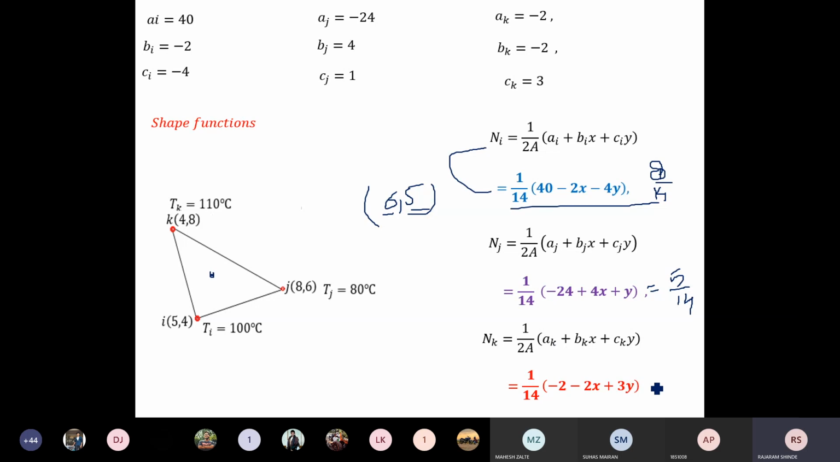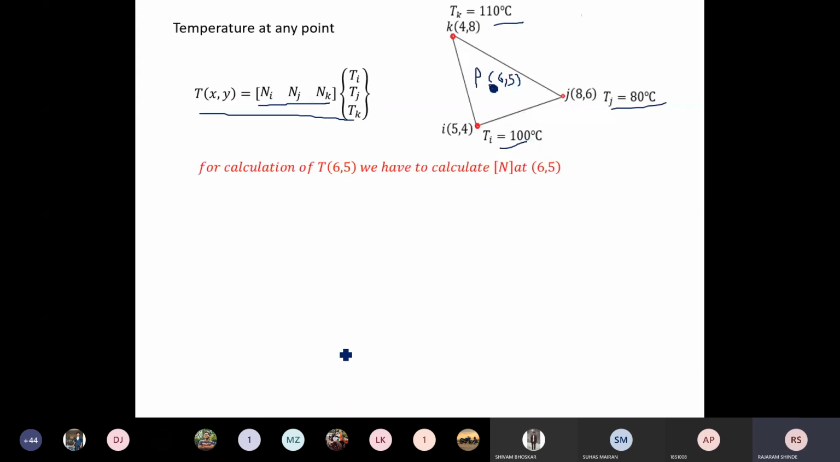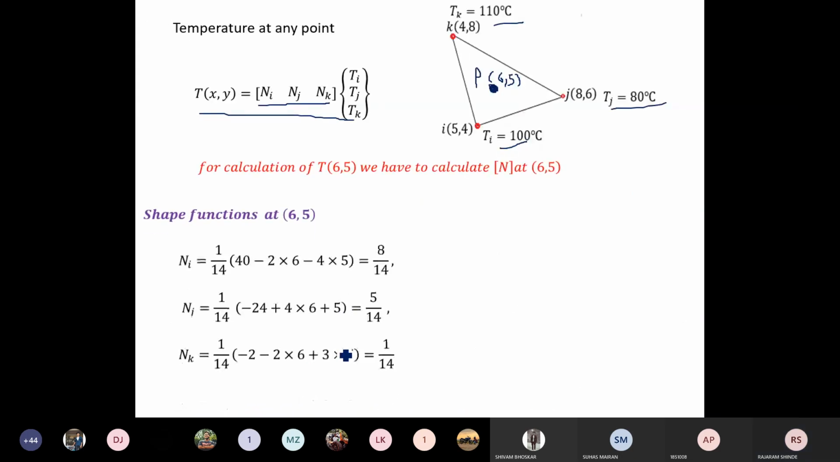After that you calculate the Nk at 6, 5. How much will you get? 1 by 14. Okay. Now here we have calculated the shape functions at 6, 5.